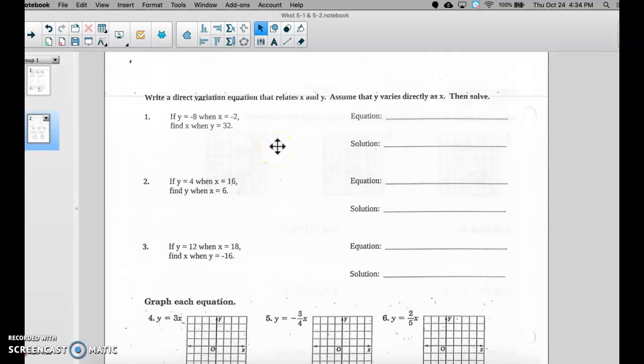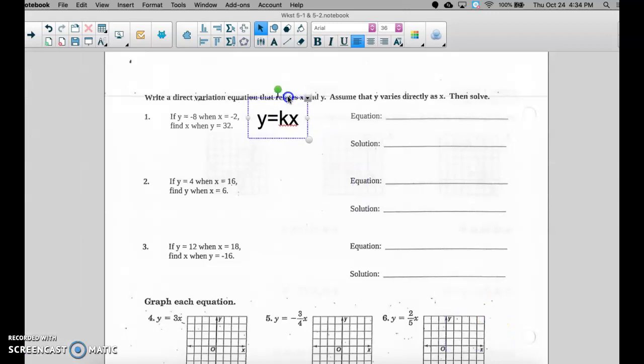Alright, this is the second video and I'm starting on the second page of the worksheet where we are working with direct variation equations. For those of you that have talked to me, and for those of you who are here during the lesson, we always start with the same equation, y equals kx. This is the general equation when we talk about direct variation.